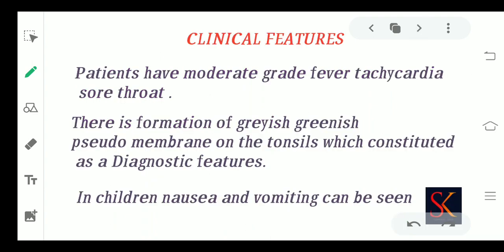Okay. Now coming to the clinical features, the patients have got moderate grade fever. So this is the first thing, that there will be moderate grade fever. Second thing is the tachycardia, and the third thing is the sore throat. Fine. These are the three basic early clinical features which will be seen. Also, there will be formation of a grayish-greenish pseudomembrane on the tonsils which constitutes a diagnostic feature.